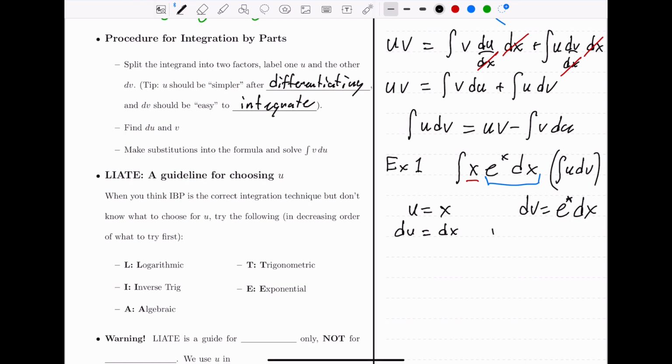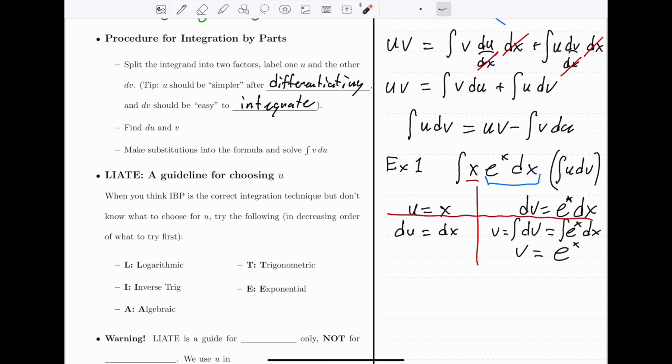Now to find v, we integrate dv. Well, dv is e to the x dx, so we integrate e to the x dx. The integral of e to the x is simply e to the x. So this is the function v. Once again, we have a cool symmetry going on here. We start with u, everything that's left is dv by default. Then we take a derivative to get du. We take an integral to find v. Now that we have all these ingredients, we can use the ultraviolet voodoo formula.